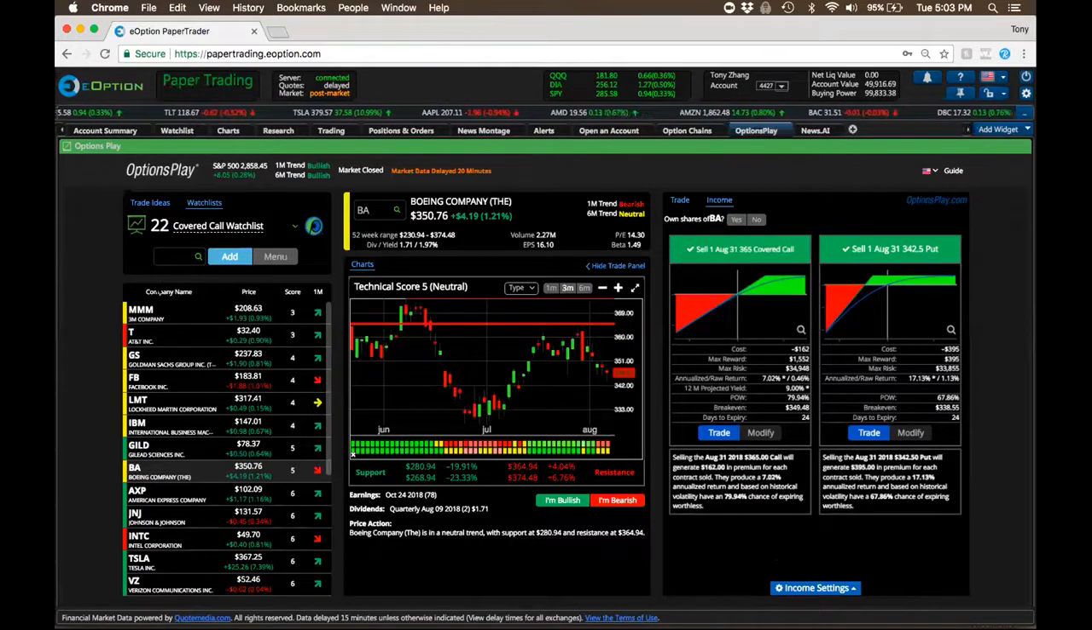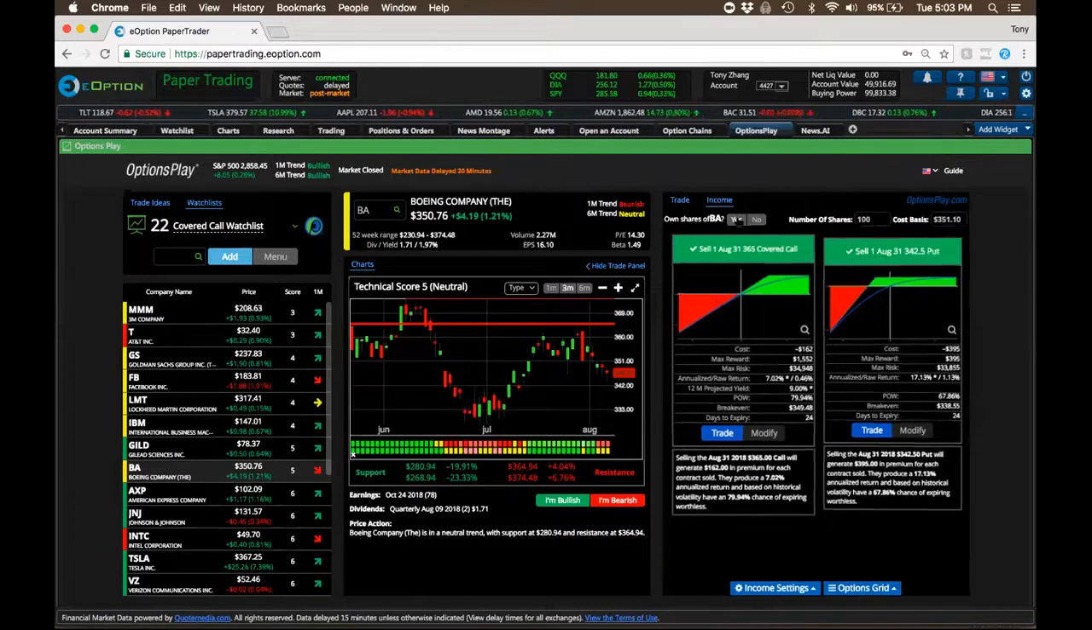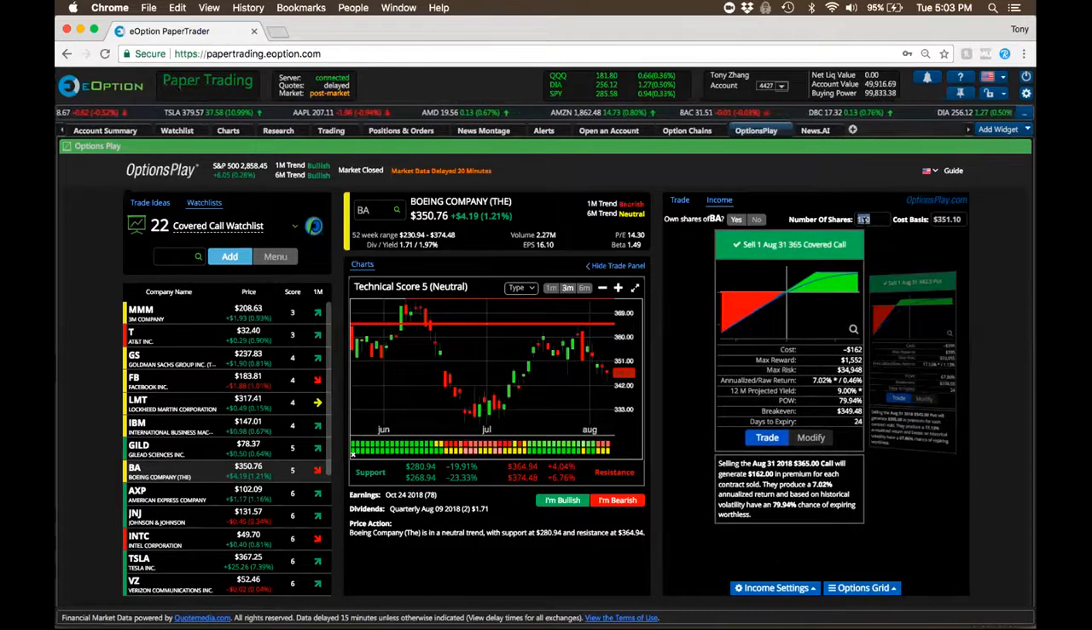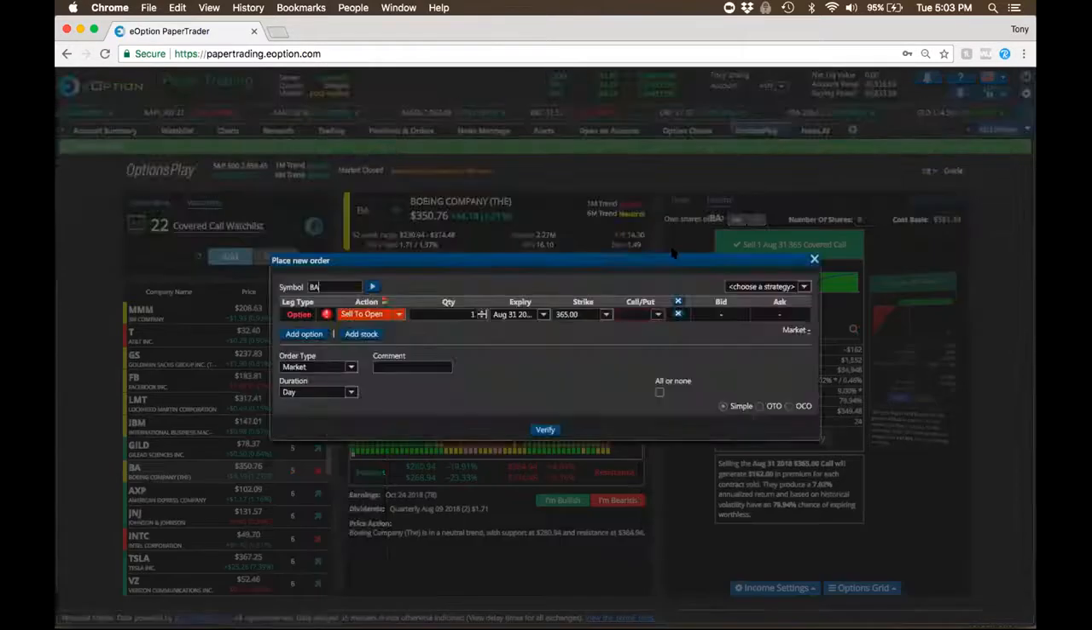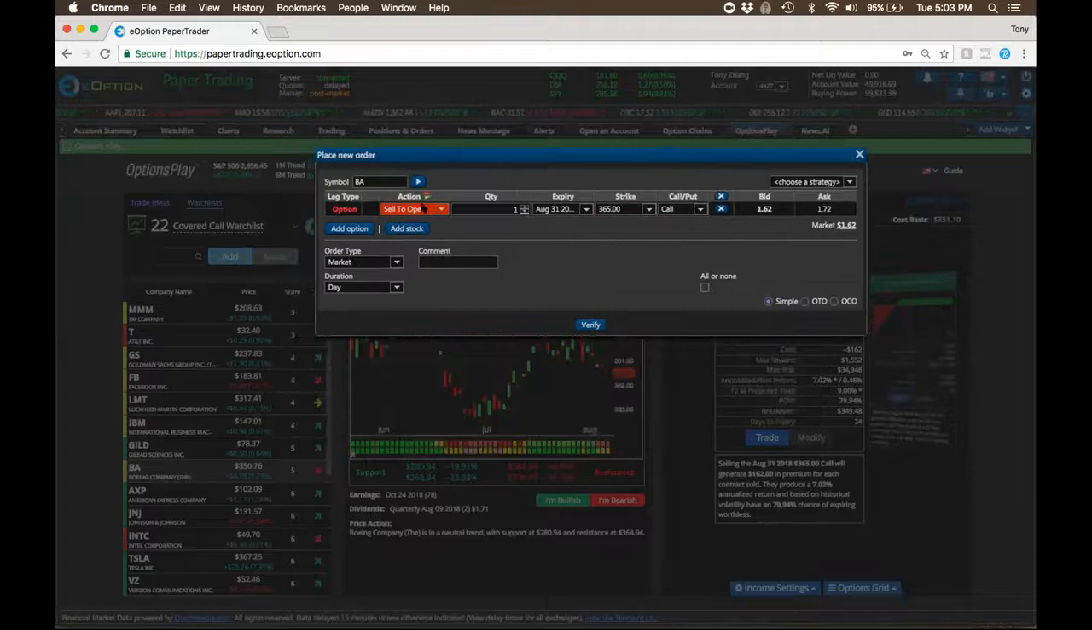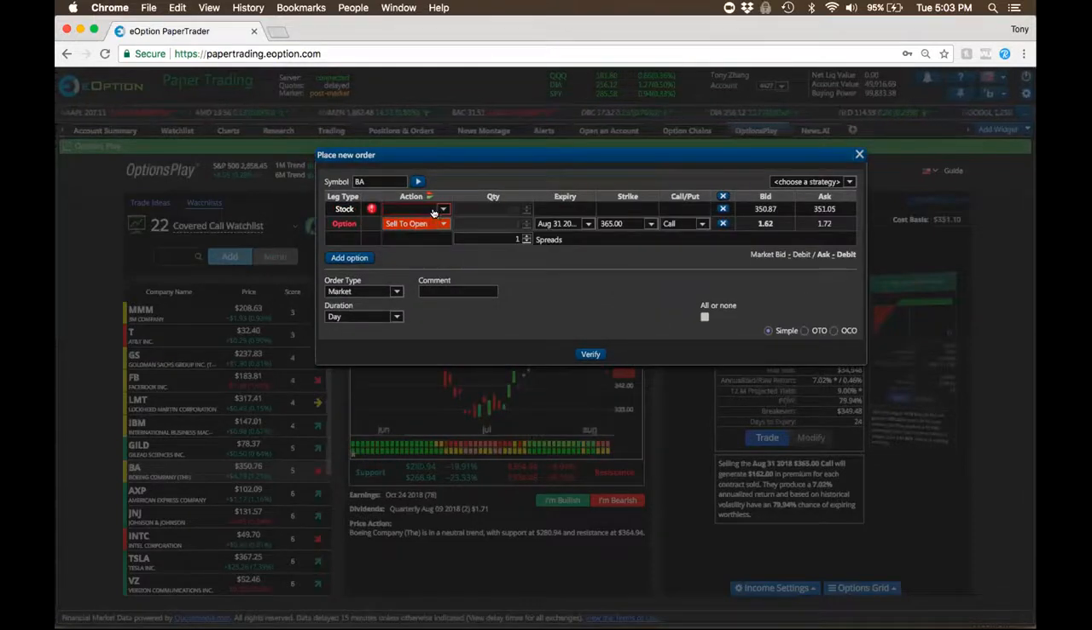Rick, can you construct an order to buy stock and sell a call in the same order? Yeah, you can. So let's say you own shares of Boeing. Let's say you own 0 shares. When you click on the trade button, let's see, what's the best way to do that? Oh yeah, so you would just add stock here, and you can add 100 shares of that stock to your strategy. You can do that on the trade ticket. There are 2 buttons. One says add option, one says add stock, and you can do it on your trade ticket.